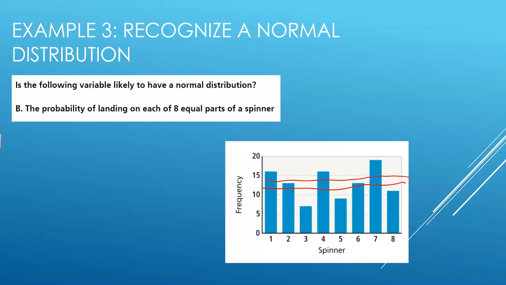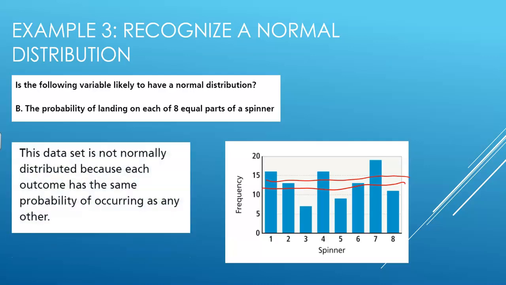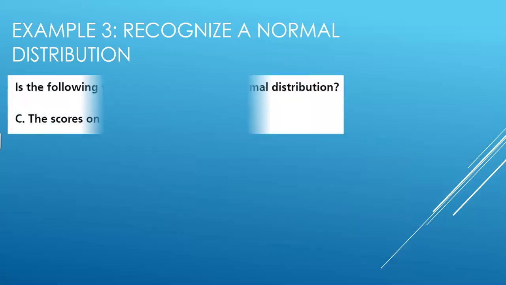It's about the same. And I would say if you only spun it 100 times, to get a better distribution, you probably should spin it about 500 times and see if that changes the shape of the graph. But it's definitely not normally distributed because honestly, the outcome should be about the same. The probability of each one occurring should be about the same. It's not exactly from this.